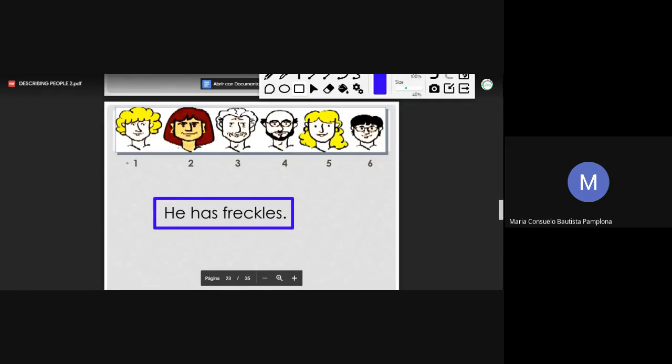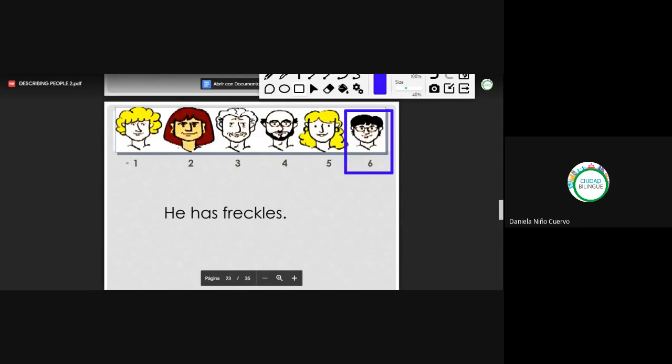He has fresh... number two. Number which? Two. He has freckles. Freckles. Yes. How do you say freckles? Pecas. Excuse me, yes. Teacher. Pecas. No veo ningún pecoso. ¿Será six? Es que no lo identifico. Yes. Cuenta el three y six. That's six. That is six. Yes. Character. Thank you. He has freckles. Yes, él tiene pecas. Character number six. Thank you, Consuelo. We continue.